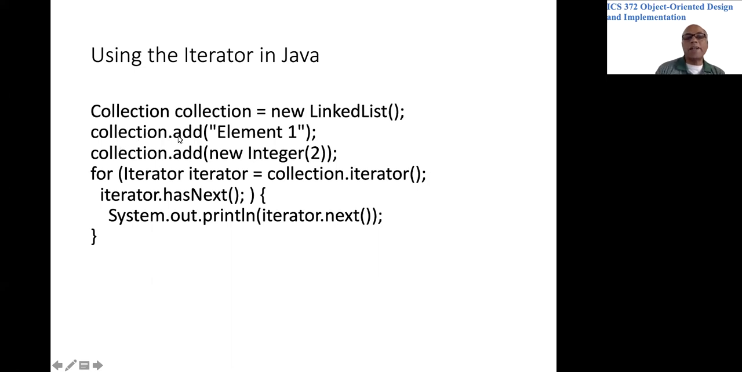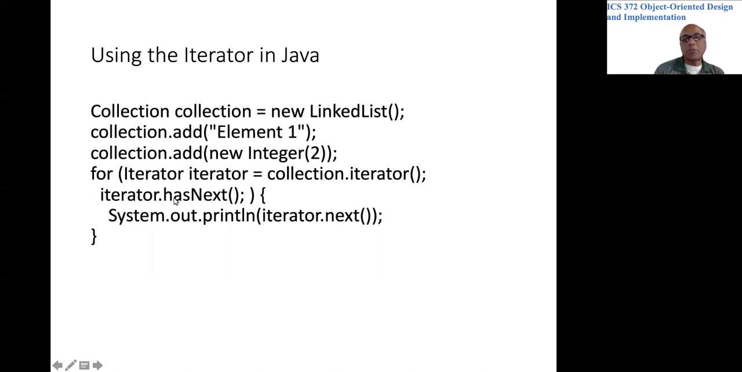I can add stuff into this collection. I can add a string, I can have an integer, and then I use the collection like this to print out all the elements. I get an iterator from the collection. So I ask the collection, give me your iterator, give me an iterator object. And it is of type Iterator. That is the name of the interface in Java. And this gives me the iterator object.